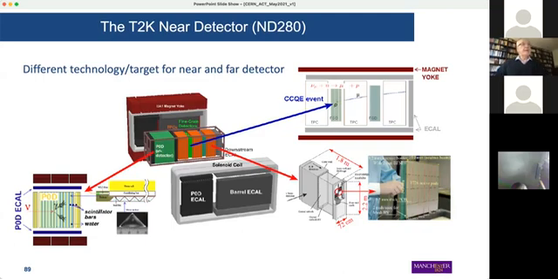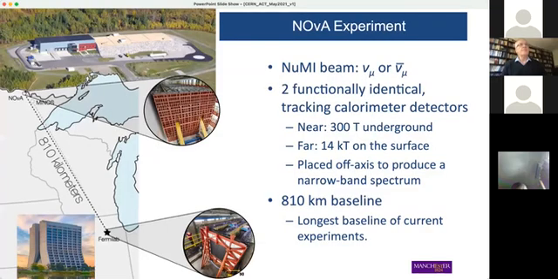So the near detector, as I said, is quite different from the far detector. It contains ECALs, scintillator, and different types of detectors. So this is a challenge, but the main reason, of course, being that you cannot build a Cherenkov detector in the same form as a near detector.